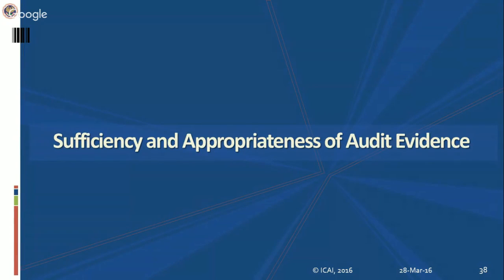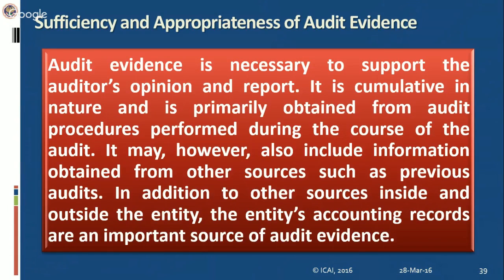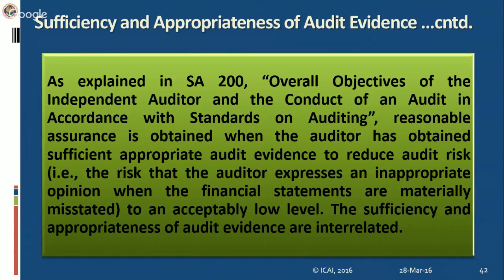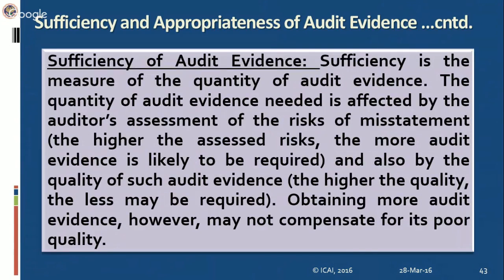Sufficiency and appropriateness of audit evidence. Audit evidence, as you all are aware, is necessary to support the auditor's opinion. It is cumulative in nature and is primarily obtained from audit procedures. So, what is sufficiency and appropriateness? Sufficiency is the measure of quantity of the audit evidence. The quantity of audit evidence needed is affected by the auditor's assessment of the risk of misstatement. The higher the assessed risk, more audit evidence is likely to be required. And also by the quality of such audit evidence. Higher the quality, the less may be required.